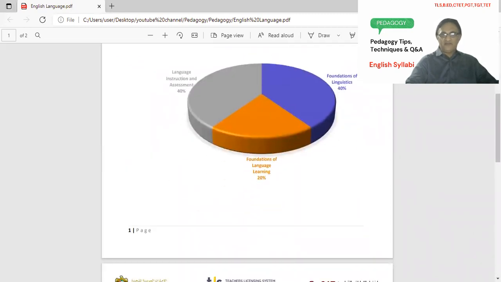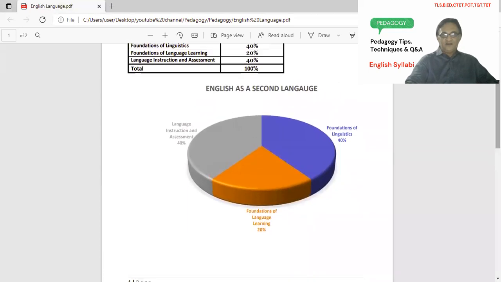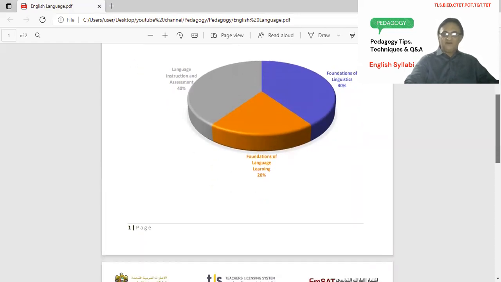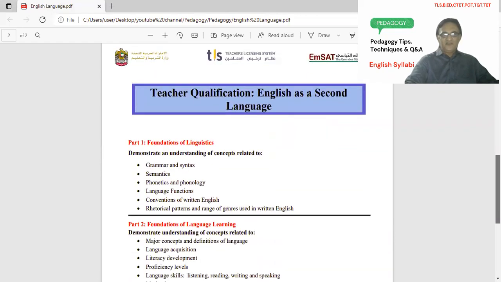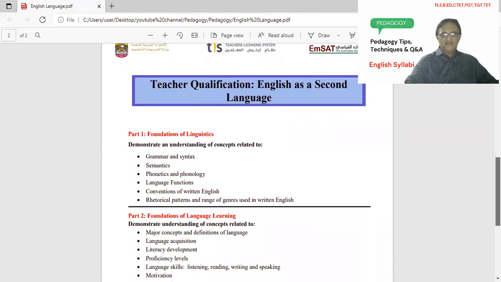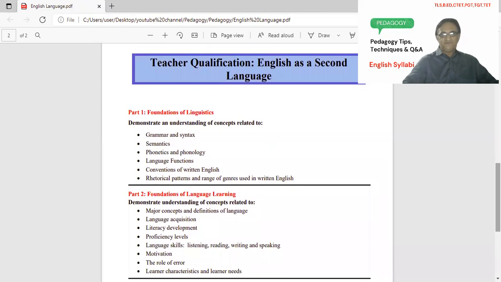Here is the criteria, or you can say the analytics. The language instruction is 40%, and the foundation of linguistics is 40%, and the other 20% is in analytics form. So the teacher's qualification, English language. So part one, what topics will be there?